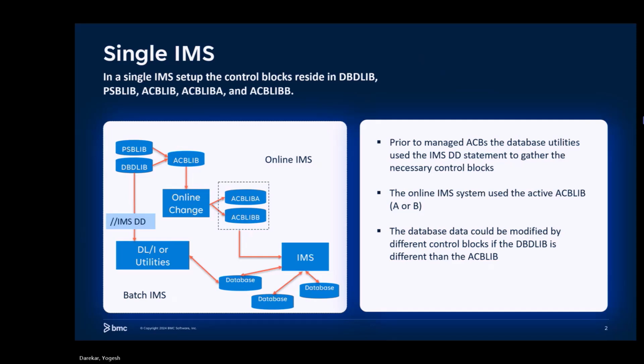And the IMS online system would use your ACB lib, and the way you would do changes with that would be with online change. You would do a swap from ACB lib A to B and vice versa, and then you would be able to do those kinds of changes.